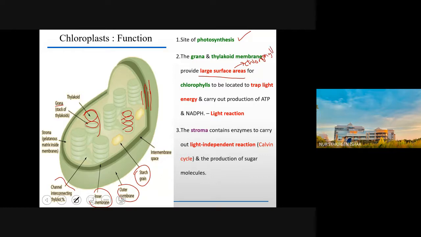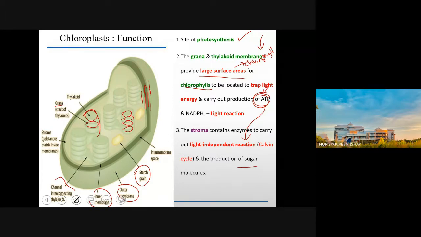To be embedded in the membrane of the thylakoid so that more light will be absorbed. So the grana and the thylakoid membrane provide a large surface area for chlorophylls to be located to trap light energy and carry out production of ATP. In the process of photosynthesis, we will see it is also involved in producing ATP. The function of the light reaction is to produce ATP, which will be used during the dark reaction or the Calvin cycle to produce the sugar.